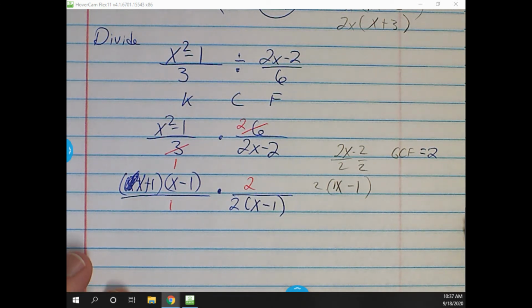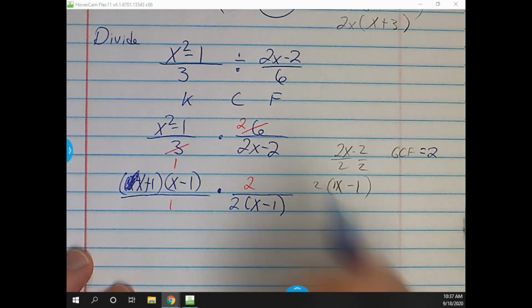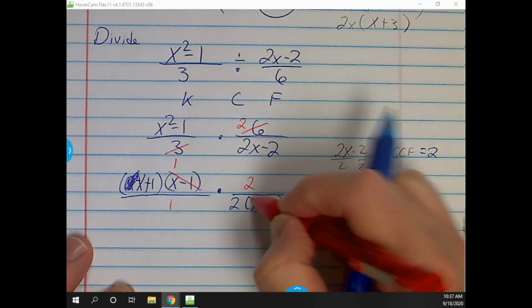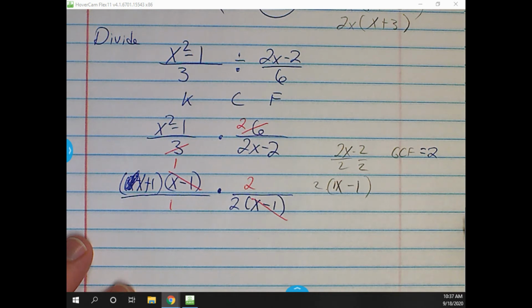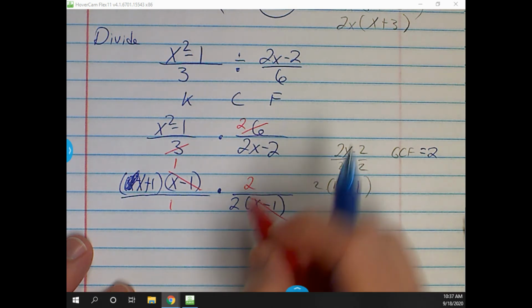Okay, factor it as much as you can. Now you get to start canceling stuff out. You've got an x minus 1 here and an x minus 1 here. That's gone. You've got 2 over 2, so we can knock those 2 out.